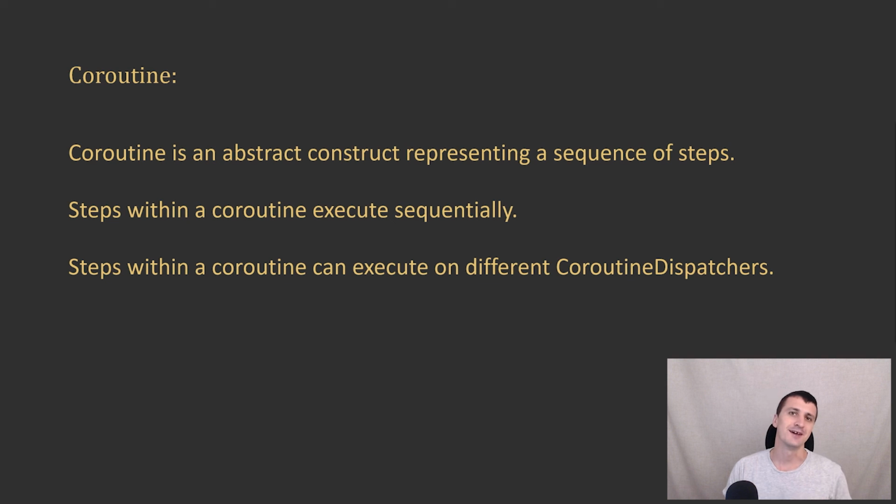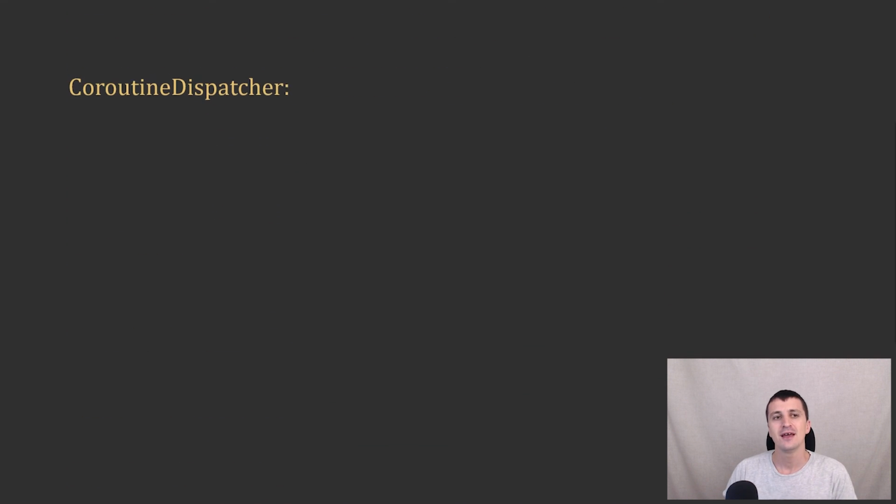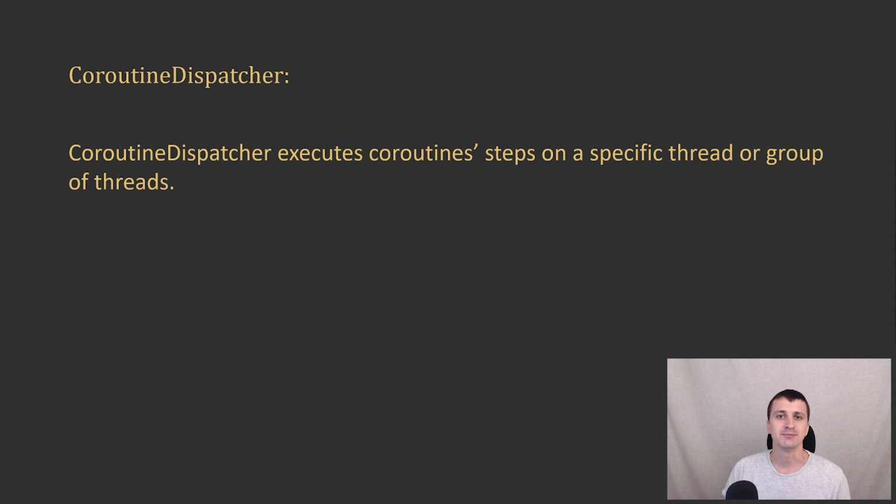What does it mean that they can execute on different coroutine dispatchers? Well, let's discuss coroutine dispatchers then. Coroutine dispatcher is basically an entity that executes coroutine's step on a specific thread or group of threads. So whenever you execute a coroutine's step, let's say one statement, you can execute it on a specific coroutine dispatcher, and behind the scenes, that coroutine dispatcher will route the execution to one specific thread or a group of threads.